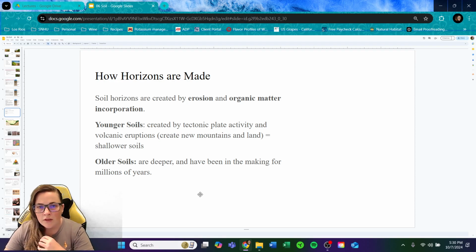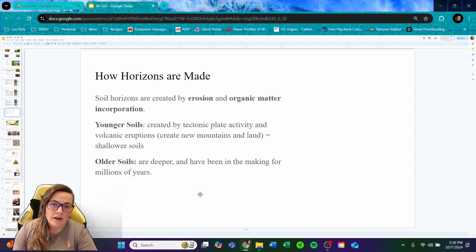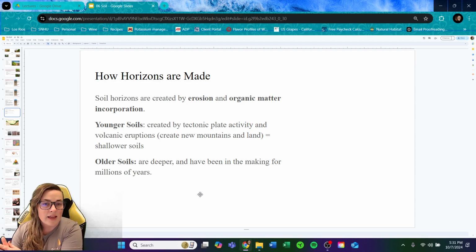Cool. So how different horizons are made. Horizons are created by erosion and organic matter incorporation. So younger soils are typically created by tectonic plate activity and volcanic eruptions. We have tectonic plate activity every day, of course, and also volcanic eruptions under the ocean, and also on top on land too, right? So this will create new mountains and land.